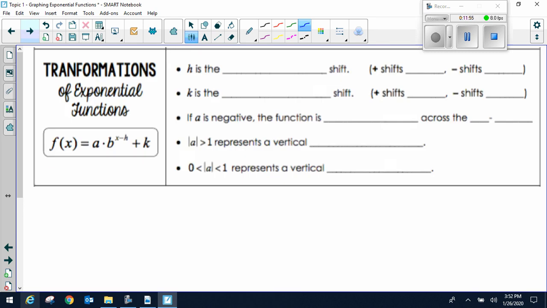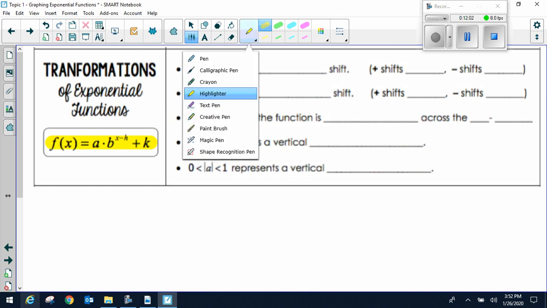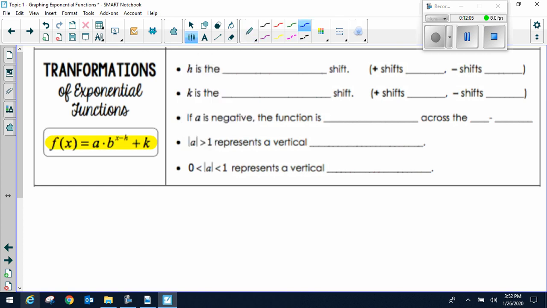All right, transformations. And notice here, if you look at our rule, it's the same rule we've been dealing with. The only difference is h is now in the exponent. So again, h is still your horizontal shift. Positive is going to shift it to the left. Negative is going to shift it to the right. Because that means that h is really positive. Same idea. When I say negative or positive, I'm looking at this symbol right here. Positive there would be left, negative would be right.